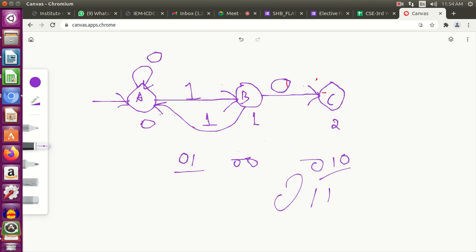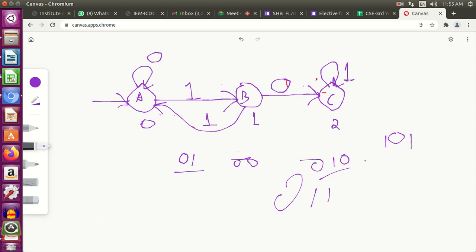What about this state? So if I get 1, 0, 1, 1, 0, 1 means 5. 5 divided by 3, what will be the remainder? 2. Not divisible by 3. The remainder will be 2. If the remainder is 2, then it will remain in the same state. This is your mod 2 state, right? So if the remainder is 2, it will be in the same state, okay? That is the mod 2 state.